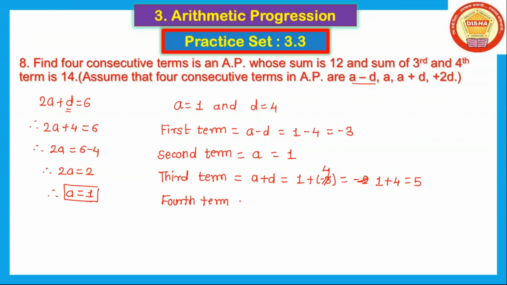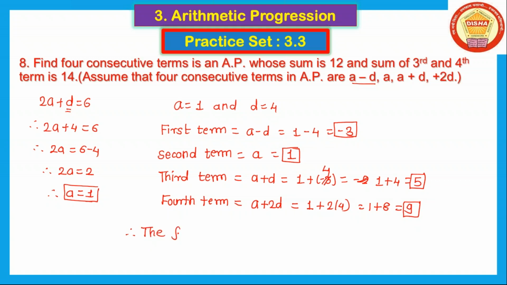Fourth term for a given AP is a plus 3d. So we take here the value of a as negative 3 plus 3 into 4 means 1 plus 8 is equal to 9. Means first term for a given AP is negative 3, second term is 1, third term is 5 and fourth term is 9. So below that we write our final answer.